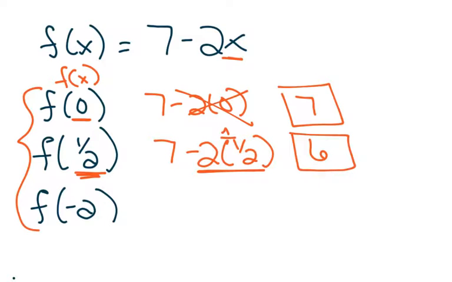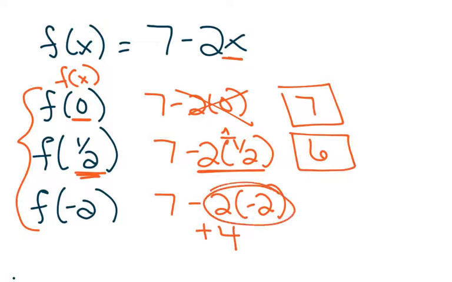All right, and our last one, we had 7 minus 2 times negative 2. Now be careful on here because you have a negative 2 times a negative 2, so this guy ends up being a plus 4 right here. Okay, so 7 plus 4. That gives me 11, okay?